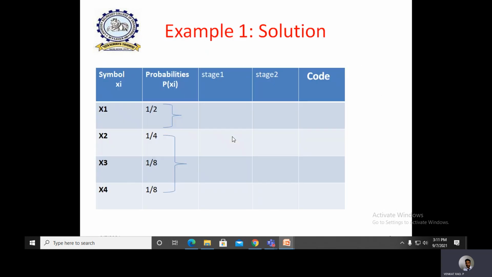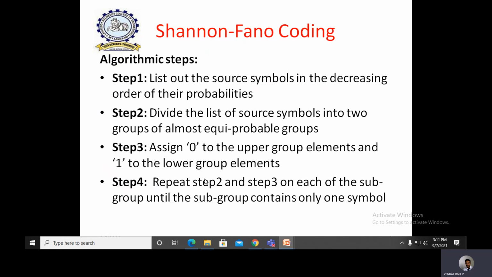So how do you assign? Like this. Assign 0 to the upper group elements and all ones to the lower group elements. That is the third step. Then what is the fourth step? Repeat step number 2 and 3. Again we need to repeat these two steps on each subgroup until the subgroup contains only one symbol. That means this process will be repeated.